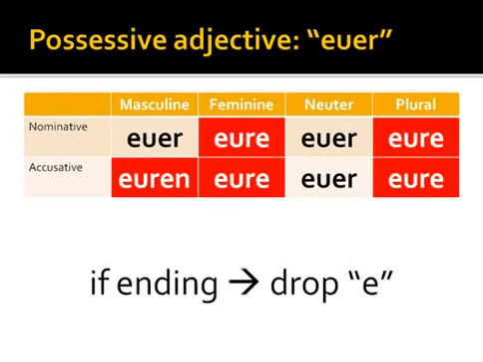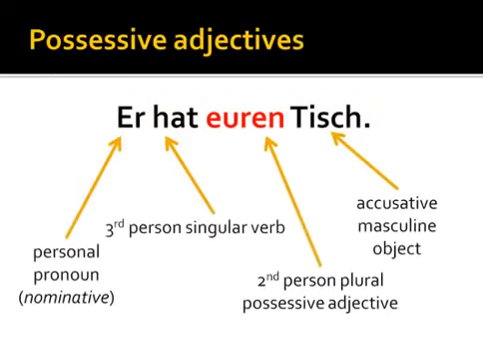And then finally, the only one that sort of deviates slightly from this pattern is the possessive adjective euer, or y'all's. So, possessive adjectives. The example, I thought that was going to be the last slide. We have the example, hat euren Tisch. He has y'all's table.